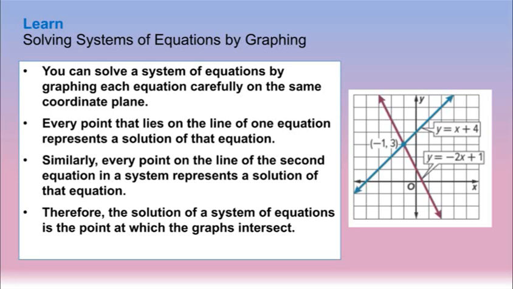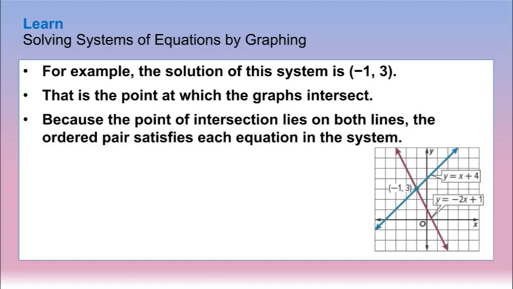Therefore, if it's a point that's on both lines and it's the same, that would be a solution to those equations, because that is where the two lines cross. So in this example, I have a point here, negative 1, 3. That's a point on both equations. So this would be a solution to both equations.